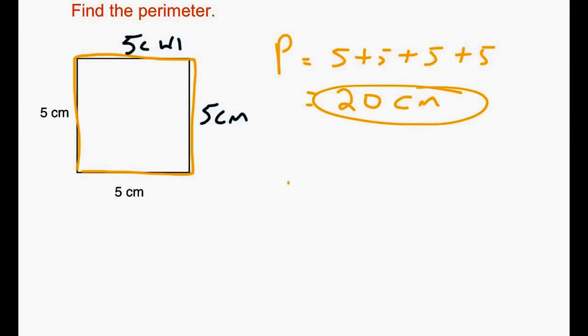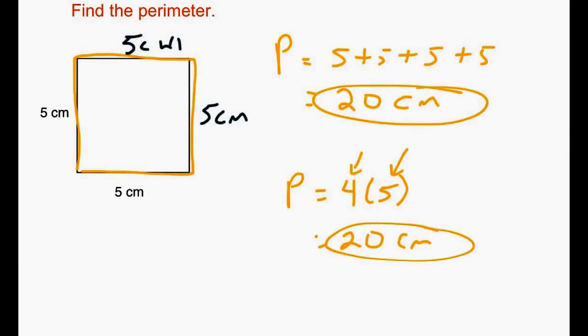Or with a square, since all the sides are the same, I could think of it as 4 times 5. If each side is 5 centimeters and there's 4 sides, I can just multiply, and I get 20 centimeters also.